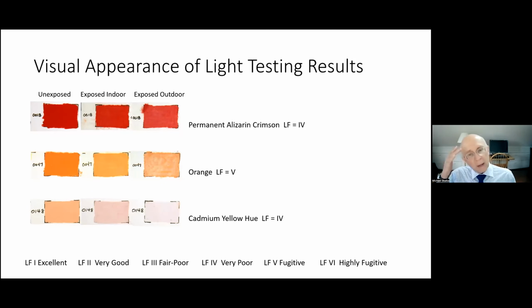We have a few more. As you can see, even the permanent alizarin crimson wasn't quite permanent, and it had faded to a much lighter shade. This orange in the middle also faded to a lighter shade. You see some of that modeling there. And cadmium yellow hue. And as you know, hue is not the original material.